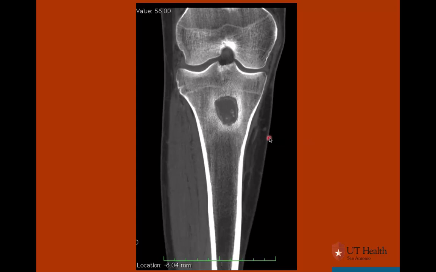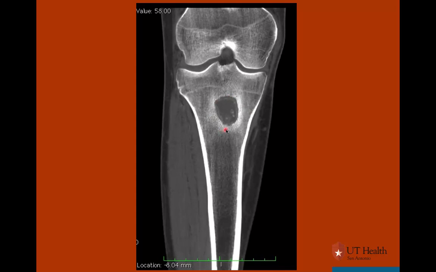This is the case of an 18-year-old patient that presented to the emergency department with leg pain. On initial radiographs, a lucent lesion was seen within the proximal tibia. That prompted a CT scan. Coronal reconstructions of the CT scan show a well-defined lucent lesion within the proximal tibial metaphysis.